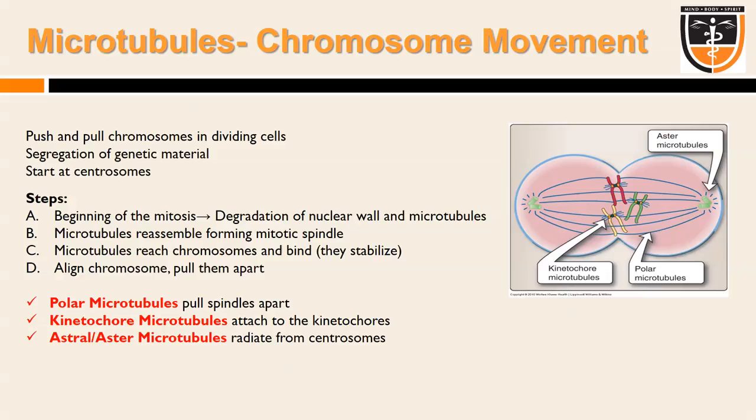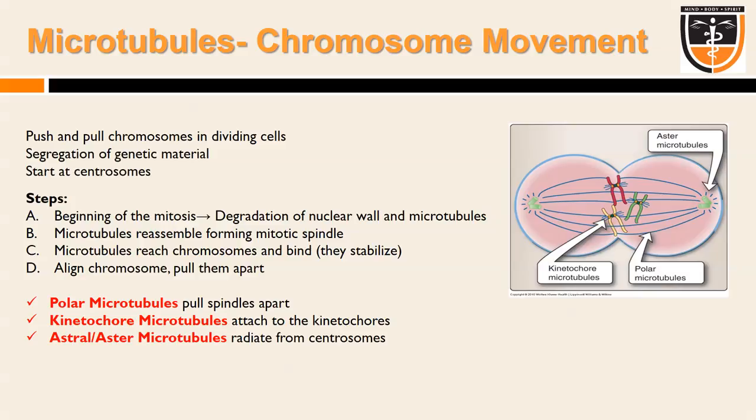Now, microtubules, as they grow from one centrosome and go to the other, will attach to chromosomes and bind. So these microtubules are known as polar microtubules, and the chromosomes will have these things that look like cat's whiskers. These are known as kinetochore microtubules that will bind to the polar microtubules spanning from one centrosome to another.